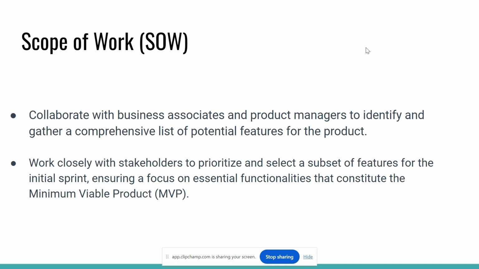And we collaborate, and the business associates and product managers identify and gather a comprehensive list of potential features for the product. They work closely with the stakeholders to prioritize and select a subset of features for the initial sprint. I will discuss the technical term sprint later, let's not worry about it. This ensures a focus on essential functionalities that constitute the minimum viable product. I think most of us have heard about this MVP, right? What is actually an MVP?